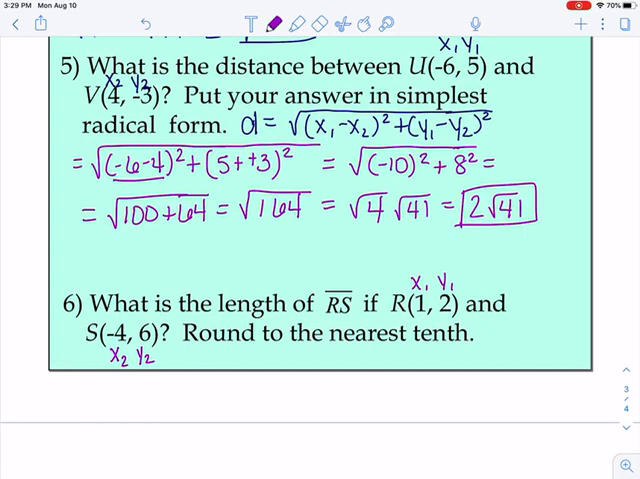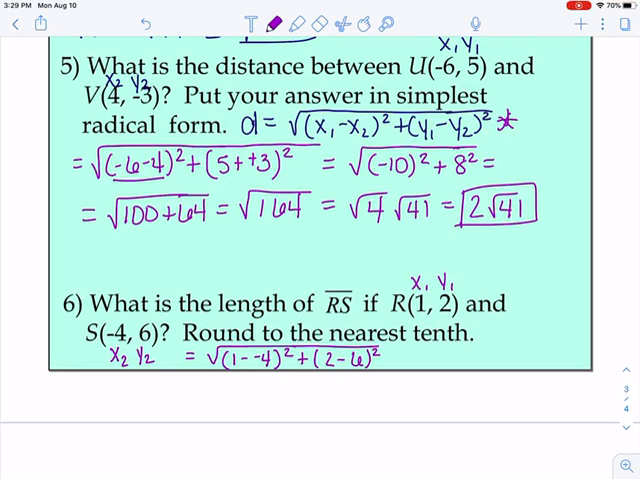So again, I'm not going to rewrite the distance formula just because I'm running out of room here. So it's right above. So again, we're going to have x1 is 1. We have a minus sign from the formula. x2 is negative 4. So we're going to have 1 minus negative 4 squared plus y1 is 2 minus y2 is 6. And again, I need to square that.